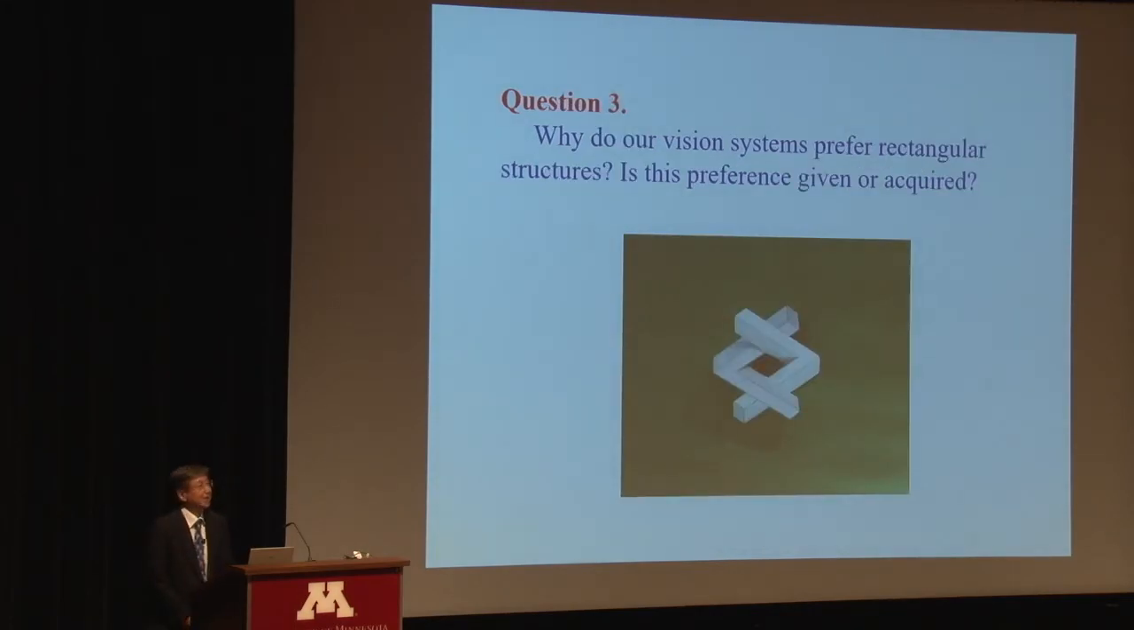And finally, an interesting question is why our brains prefer rectangular objects. Why do we prefer right angles? Is it given when we are born, or is it learned or acquired in our experience? That is still unknown.